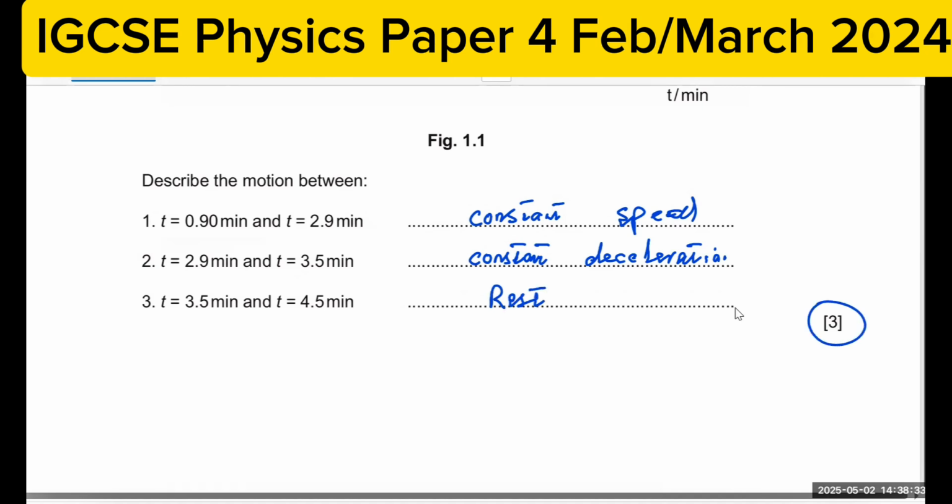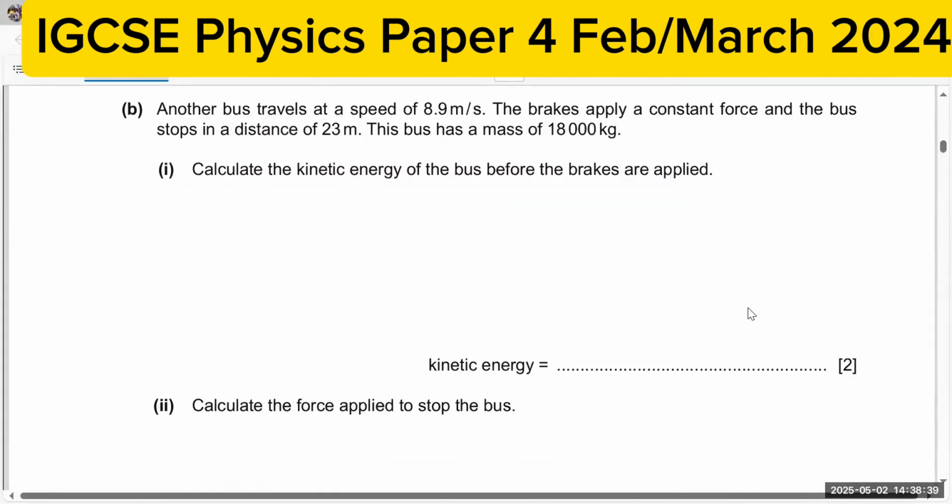So 3 marks. Another bus travels at the speed of 8.9 meters per second. The brakes apply a constant force and the bus stops at a distance. The bus has a mass of this. Calculate the kinetic energy of the bus before the brakes are applied. So what do we have? We have mass, that is 18,000 kg. We have speed, that is 8.9 meters per second. And we have distance in this equation, that is 23 meters.